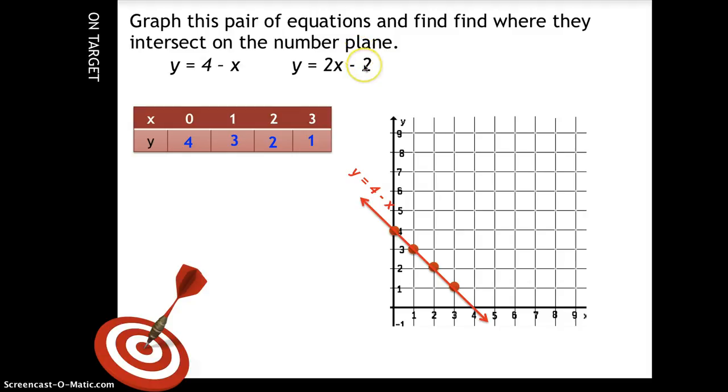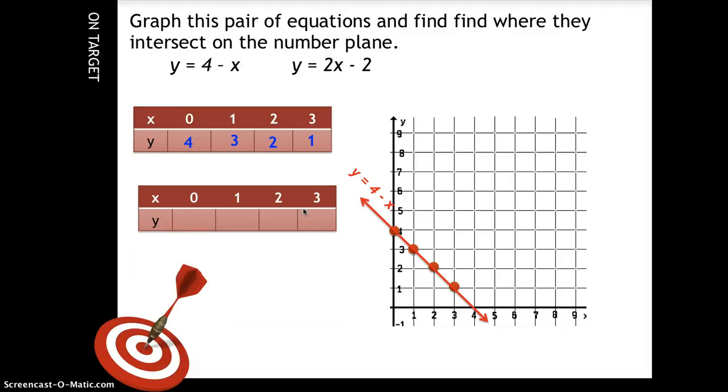Okay, now we move on to the second function, that is y is equal to 2x minus 2. The same thing, I'm going to complete a function table. When x is 0, 2 times 0 is 0, minus 2, your y is negative 2. When your x is 1, 2 times 1 is 2, minus 2, your y is 0. When x is 2, I'm going to substitute 2. 2 times 2 is 4, minus 2 is 2. The last one, I'm going to substitute 3 for x. That will be 2 times 3 is 6, minus 2 will have 4. Now I have completed the table.